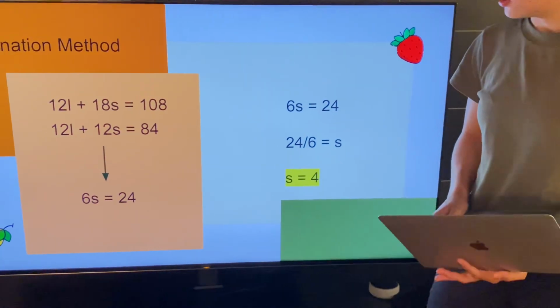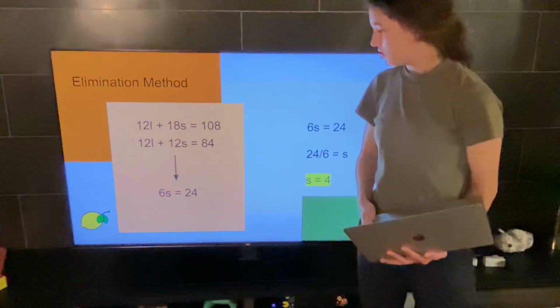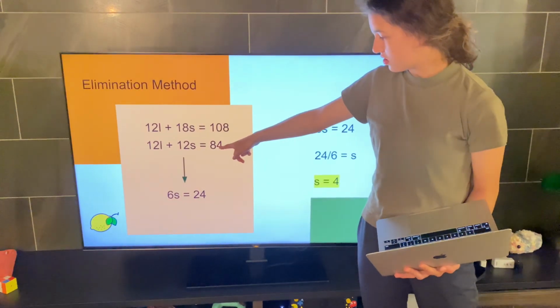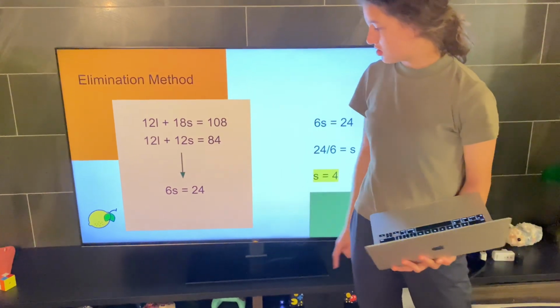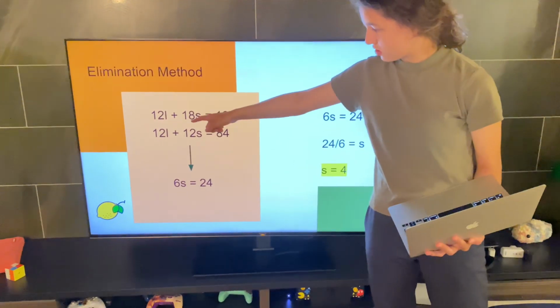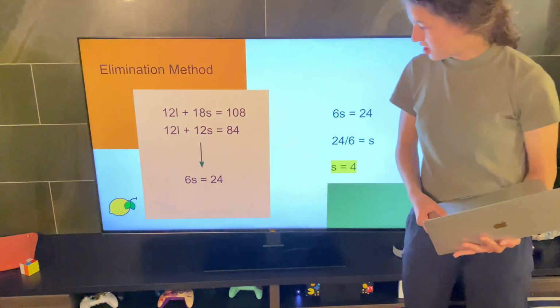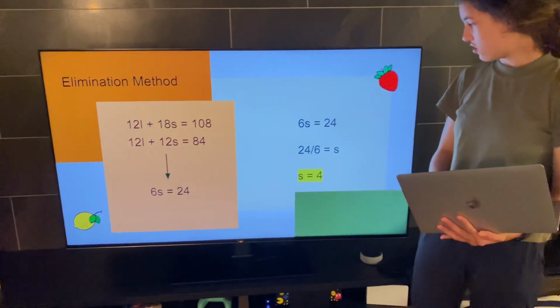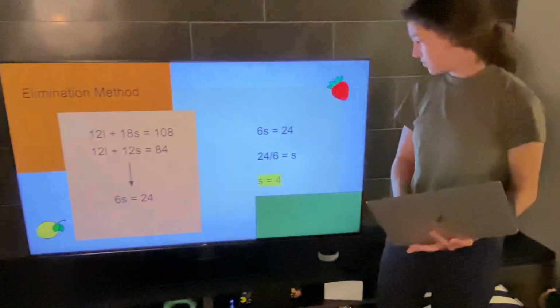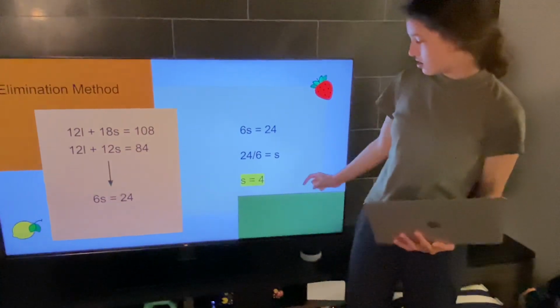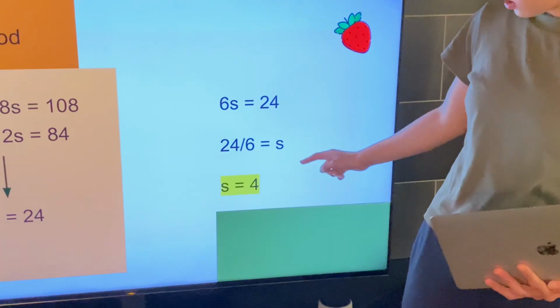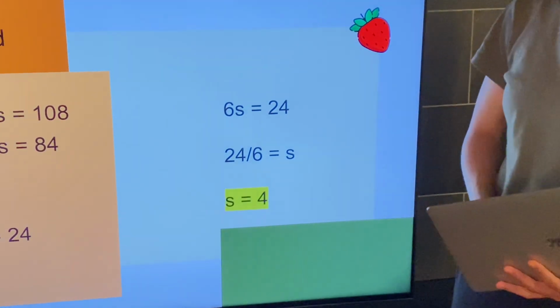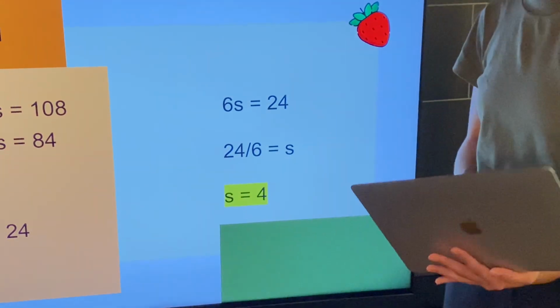And then you subtract this equation from this, so the 12L would cancel each other out, and you would result in 6S equals 24. And then that would be 24 divided by 6 equals S, which results in S equals 4.